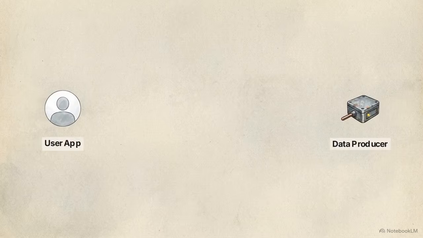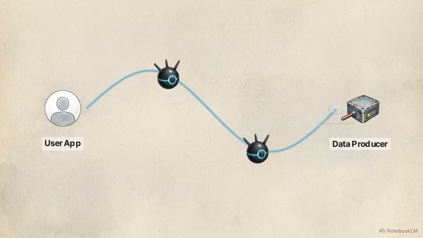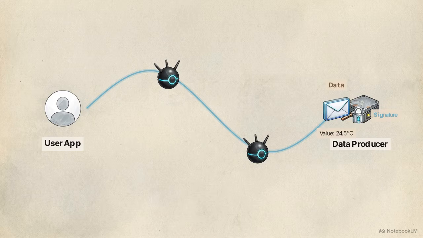MemNet communication uses two new primitives. An application broadcasts an interest packet, a request for a specific data name. The network finds the nearest data packet. It contains the content and a cryptographic signature, following the interest's trail directly back to the user.